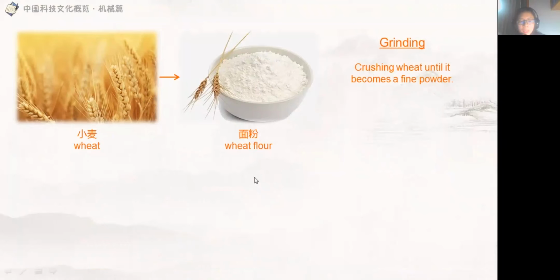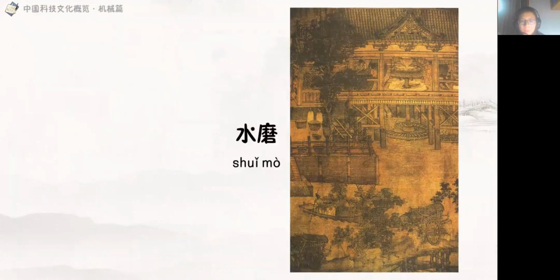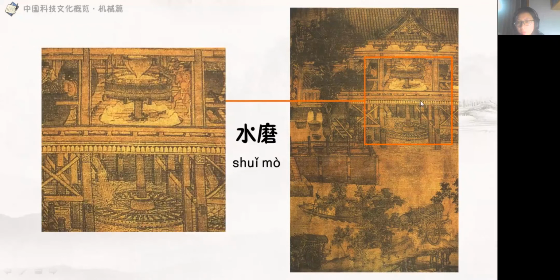Okay, let's see. A grinding machine. What kind of machine will we use? Grinding machine, here we use in Chinese 水磨. It's called 水磨, or say water mill. Let's focus on this part. You can see here is a 水磨. We can see people use it to grind grains from these old paintings.